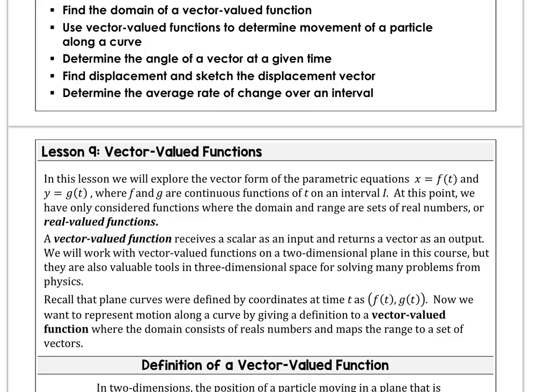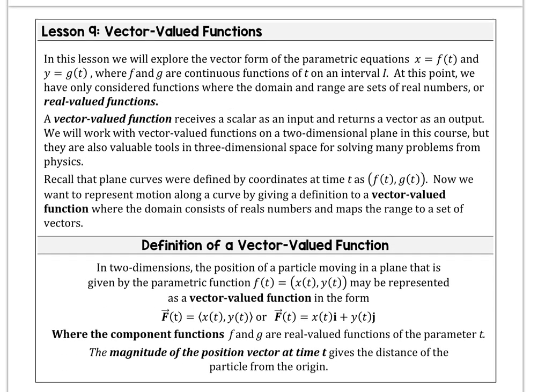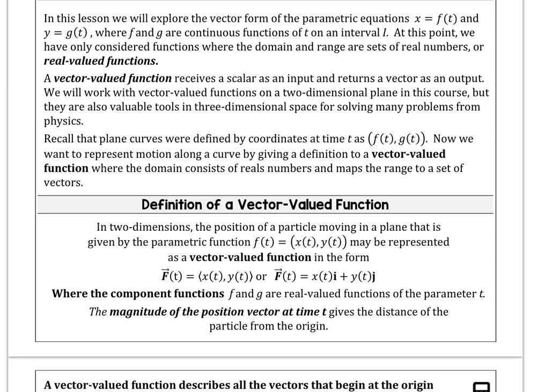We're going to work with vector valued functions on a two-dimensional plane, but they are also valuable tools in three-dimensional space, which would be in a college or university course. Now we want to represent motion along a curve by giving a definition to a vector valued function where the domain consists of real numbers and maps the range to a set of vectors.